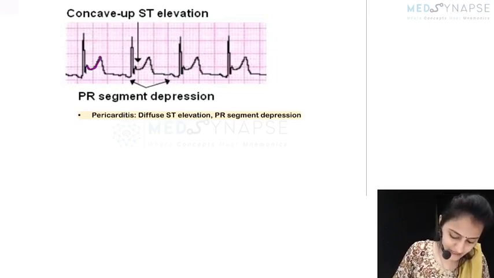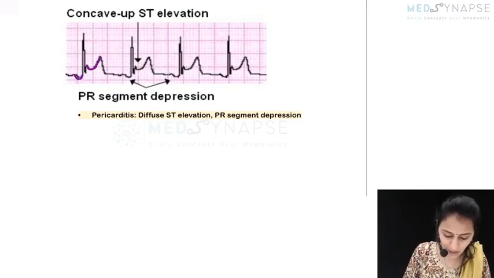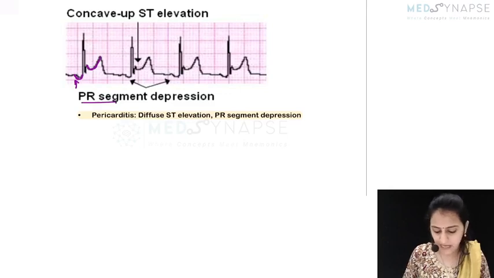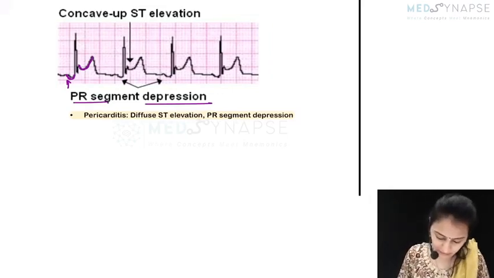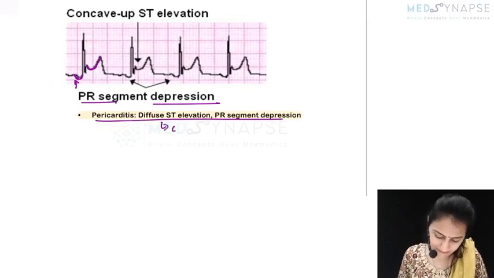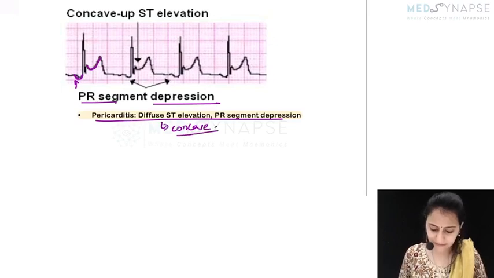The ST elevation is concave upwards, along with what are you seeing here? PR depression. ST elevation with PR depression, concave upwards. This is pericarditis. Okay, this is pericarditis.